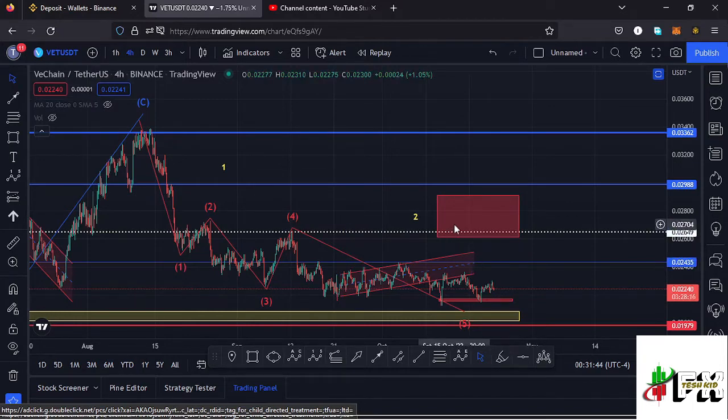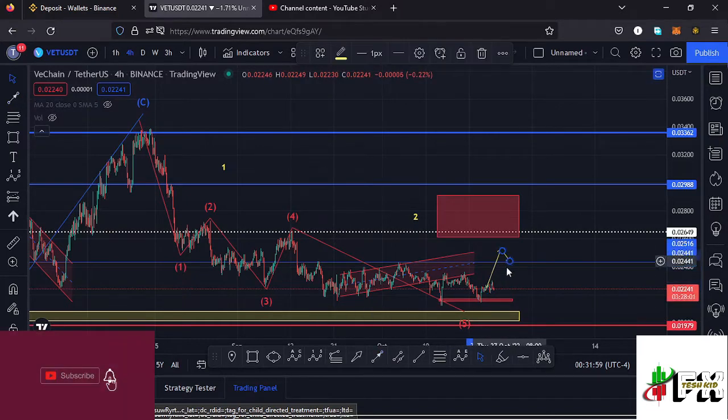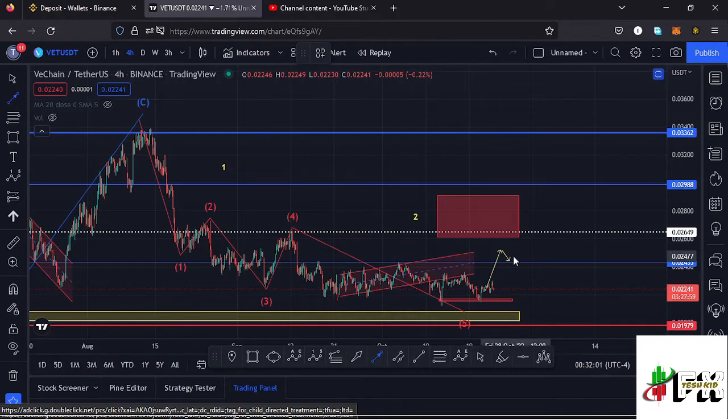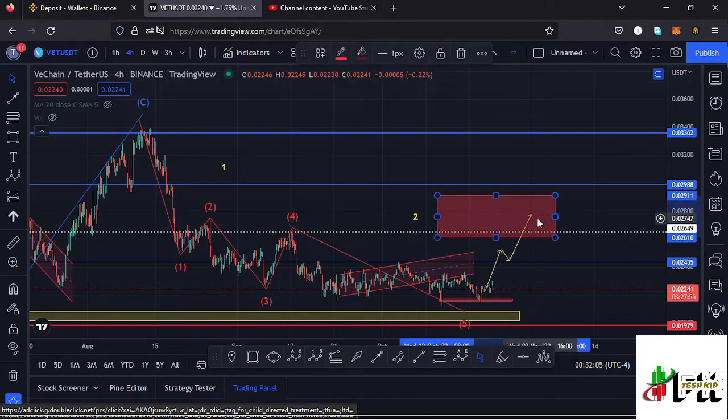So there is a possibility that in case Vechain finds support down here and we are able to recover to the upper side, manage to break above this key area of resistance at around the $0.024 mark, maybe have a successful retest of that key area of resistance, and we continue pushing higher, there's a possibility that Vechain might get us into this target area that I have drawn out over here.